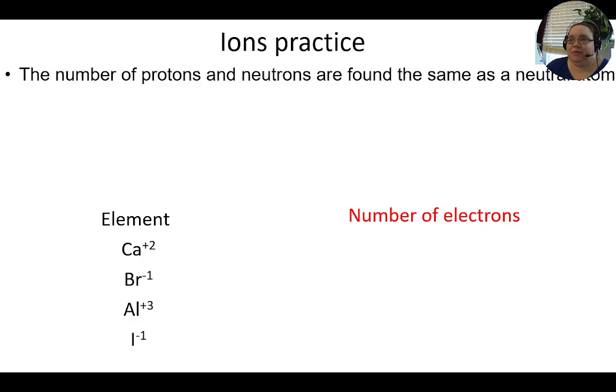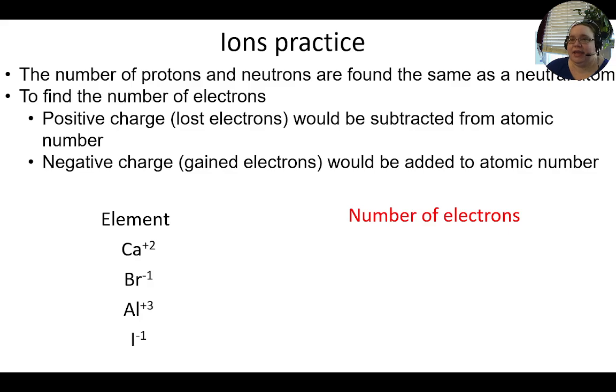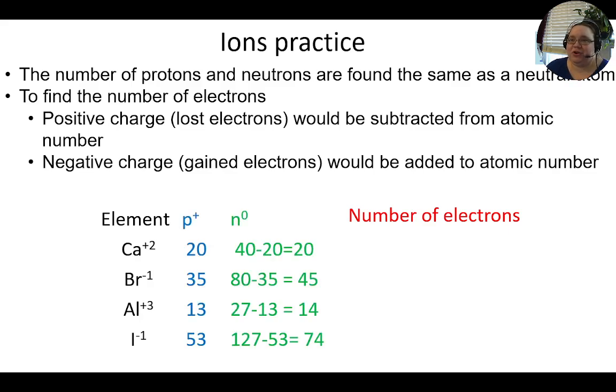So let's look at a couple of examples. And I'm going to rush through the whole proton and neutron part because it's the same as what we saw at the beginning. Neutrons is mass minus number, protons is atomic number. So the only thing that gets a little bit tricky is our electrons. So I've got Ca plus 2. Plus 2 means I lost 2 electrons, so I've got to subtract. So normally calcium would have 20 electrons, but this one has lost 2, therefore it only has 18.